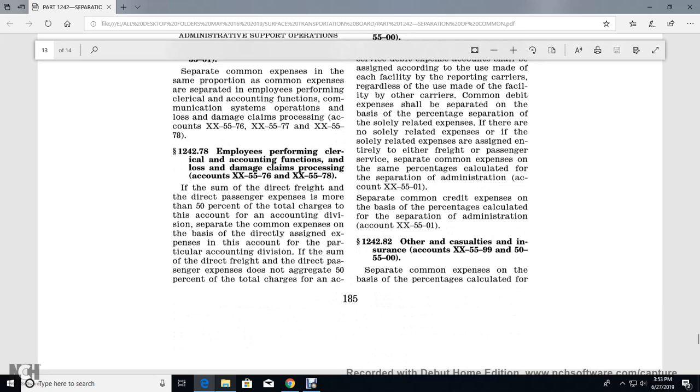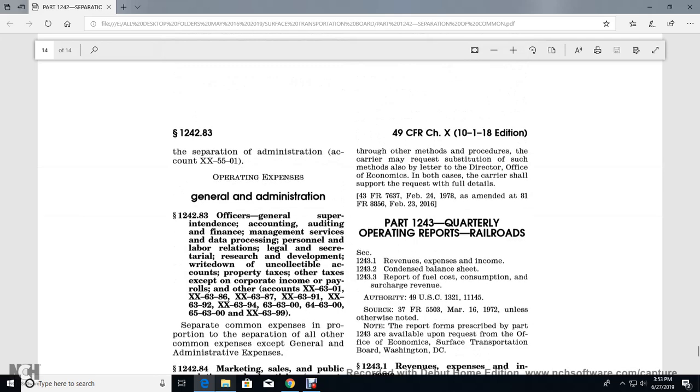All right, 1242.82 for the other casualties insurance accounts XX 5599, 5500. Separate common expense on the basis of the percentage calculated for the separation of administration of the XX 5501.